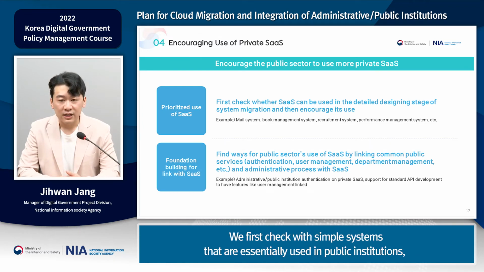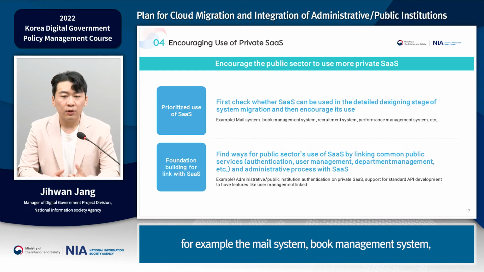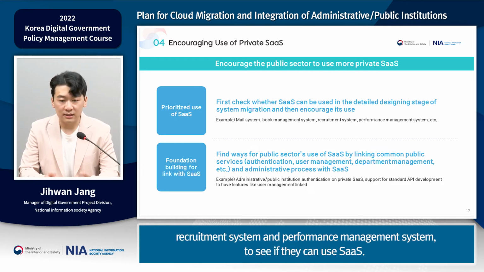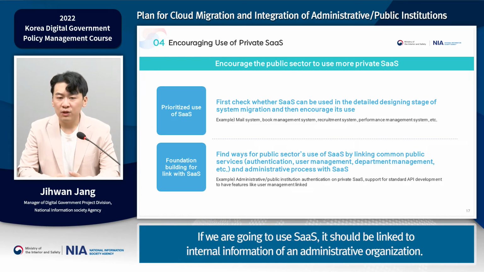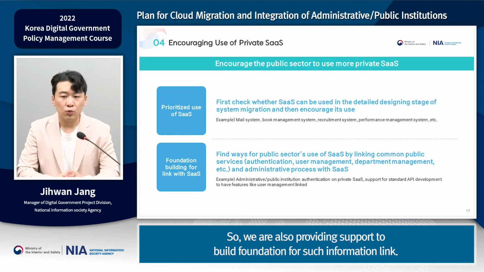We first check with simple systems that are essentially used in public institutions. For example, the mail system, book management system, recruitment system, and performance management system to see if they can use SaaS. If we are going to use SaaS, it should be linked to internal information of an administrative organization. So we are also providing support to build the foundation for such information link.